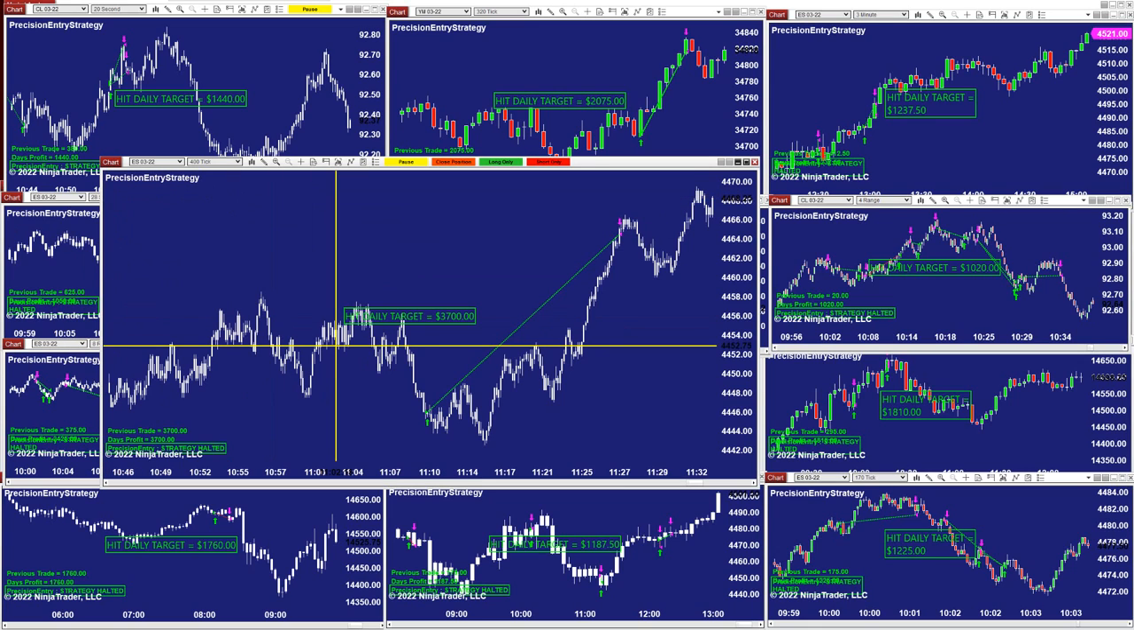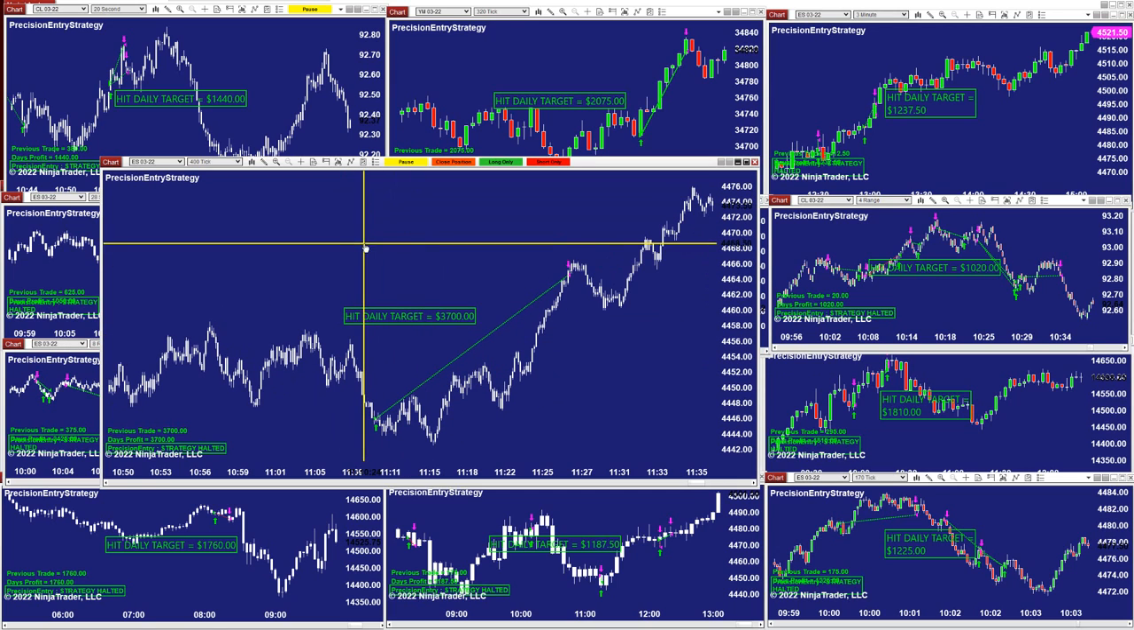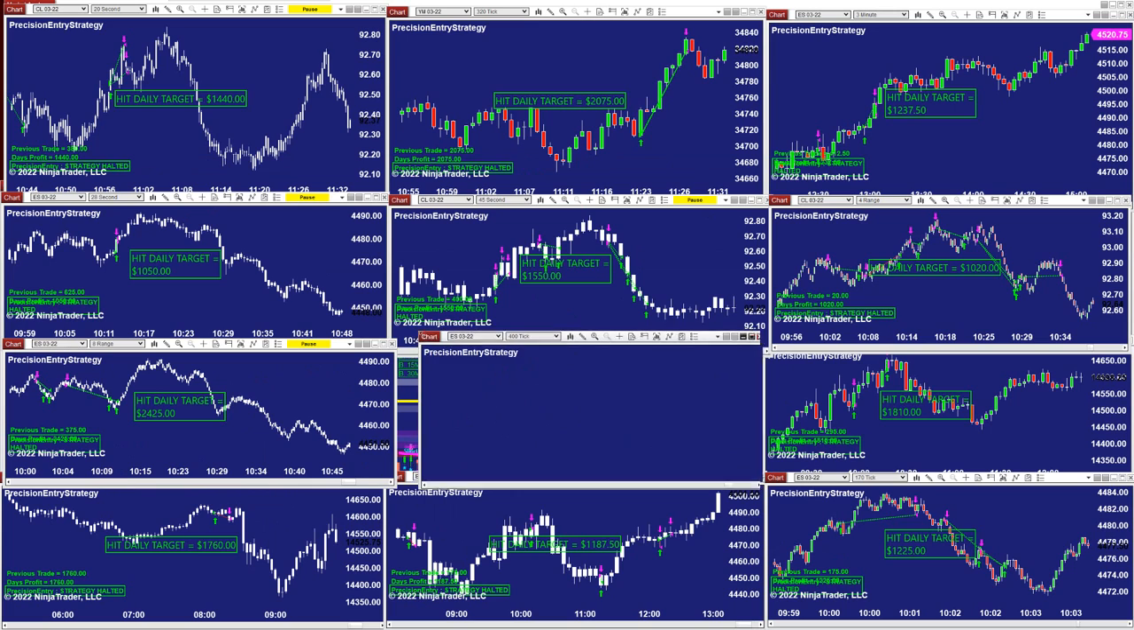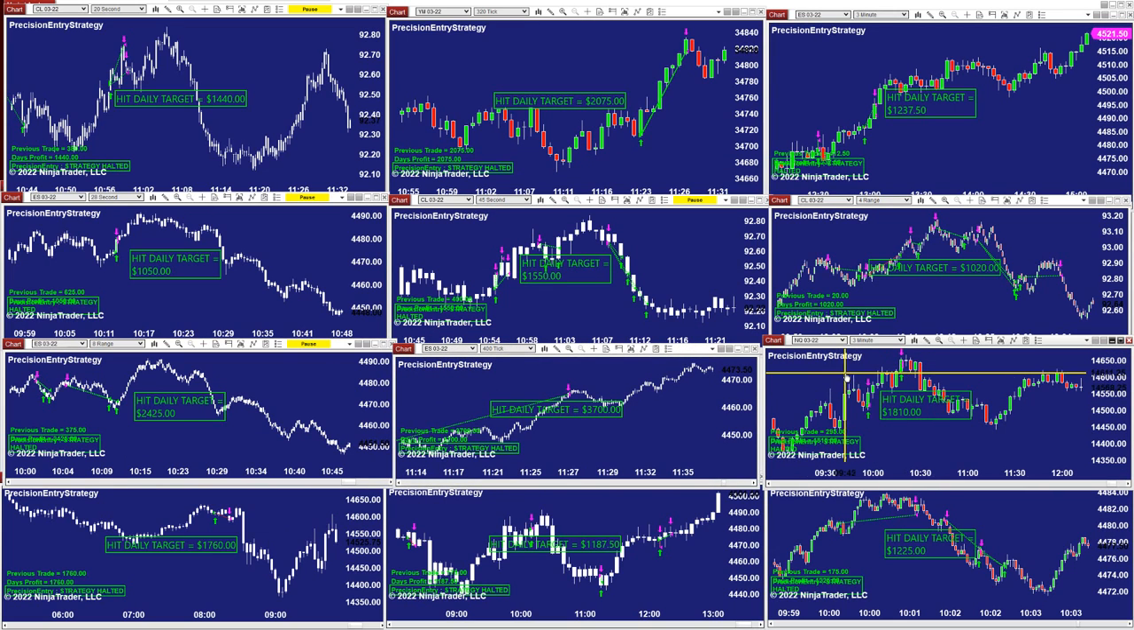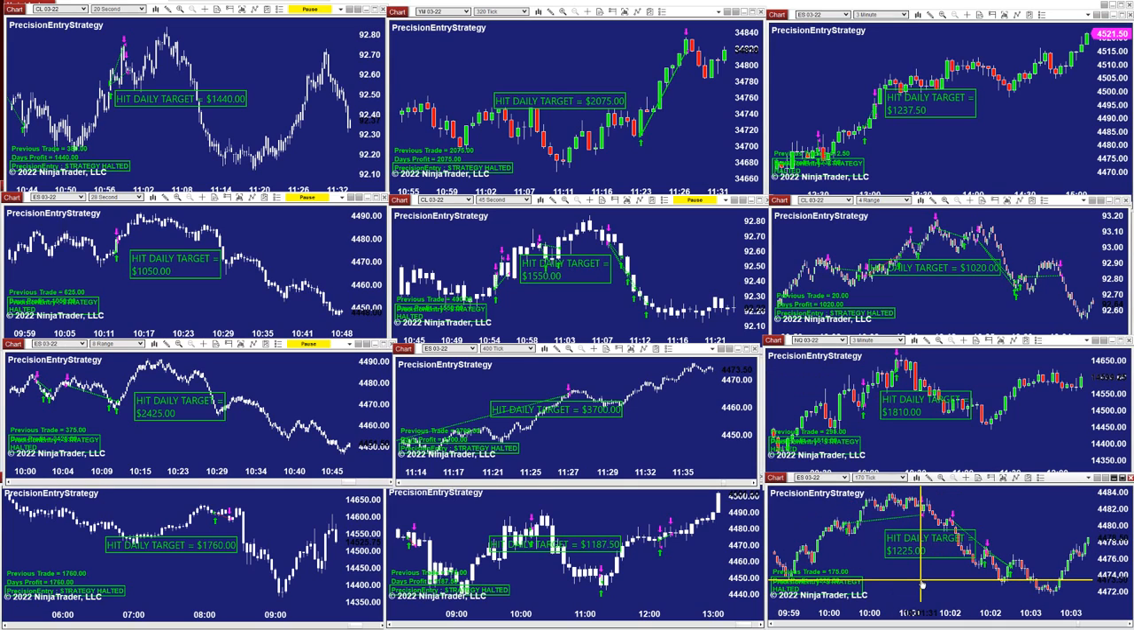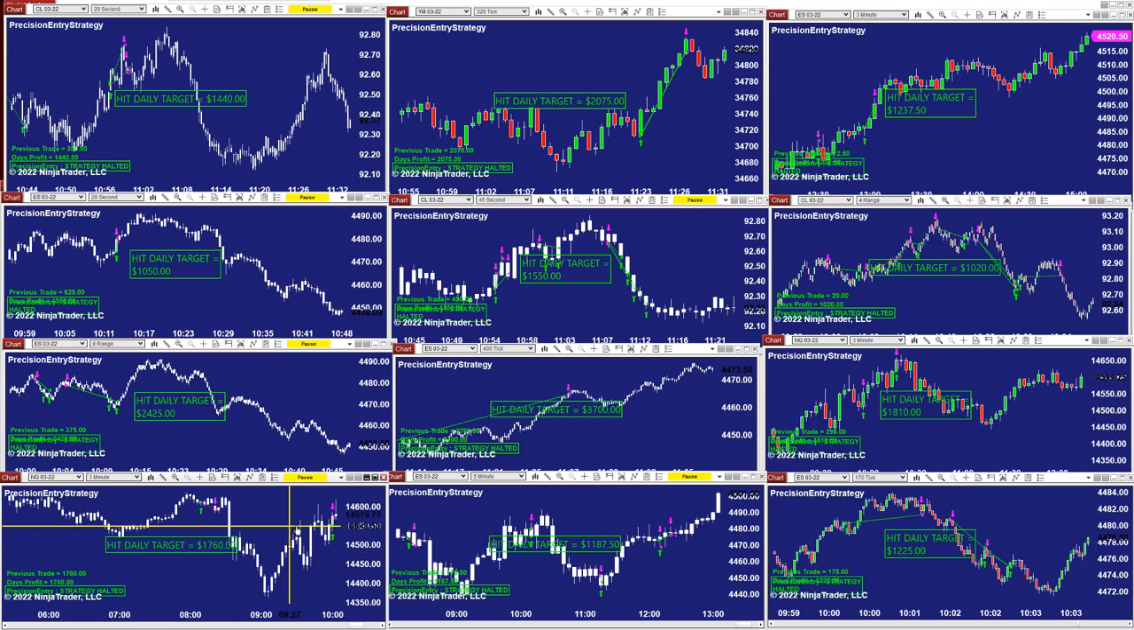3,700, and this one did go two rounds today, two times. The second round, it is 3,700. On the NASDAQ, 3 minutes, 1,800. ES 170 ticks, I like the 170 ticks as well, 1,250. ES 5 minutes, 1,187, and the NASDAQ 3 minutes, 1,760.